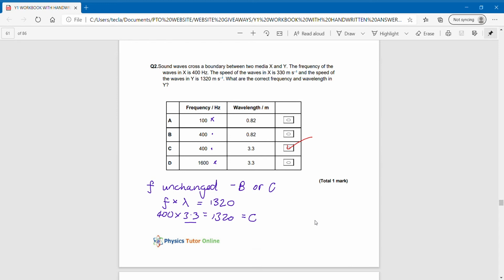And then we use f times lambda, that's the wave equation, to find the wavelength. So frequency times wavelength equals 1320. Which one of these two, B or C, gives us 1320? 400 times 3.3 meters equals 1320. So it must be answer C.